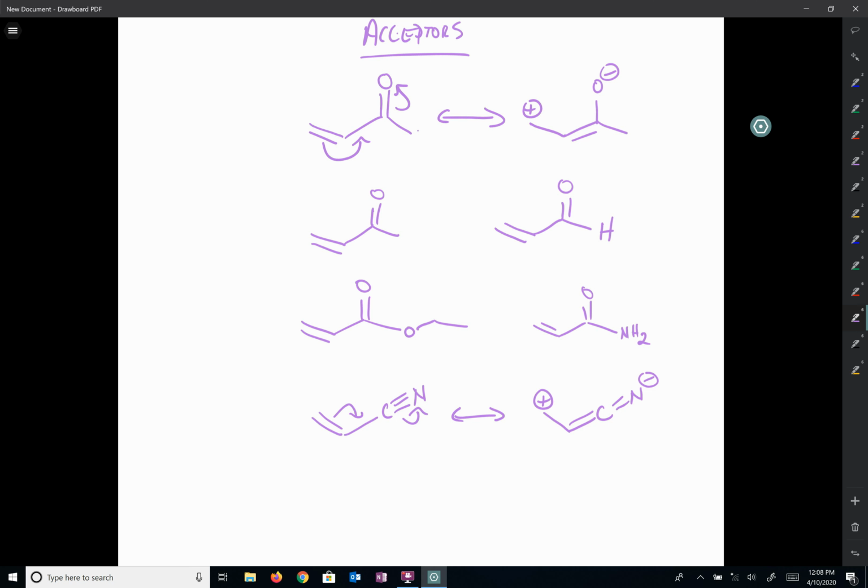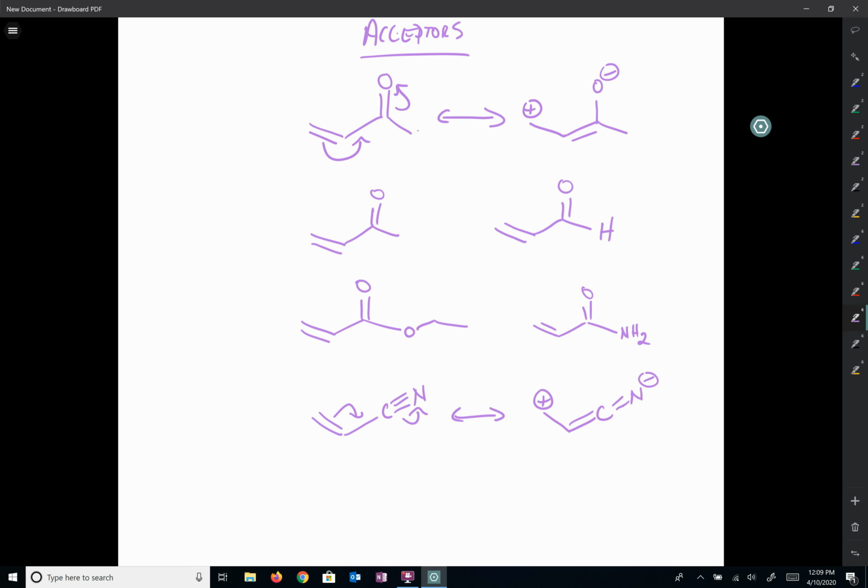Now, why did I choose these? Are these the only ones? No, right? These are the most common ones, well, I should be careful, maybe not the most common ones. This is a good listing of what we can do. Really the point is, how can we figure out what an acceptor is on our own? We'd want to try and draw a resonance structure.